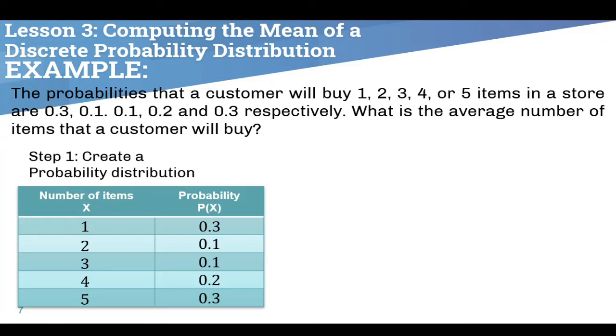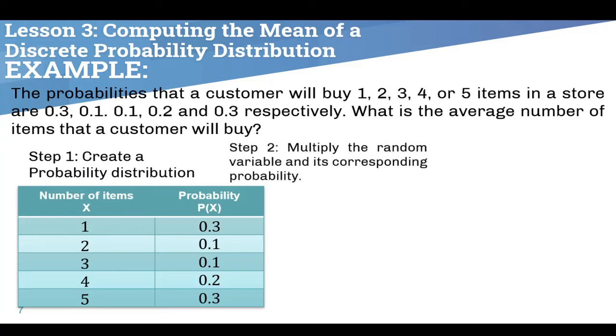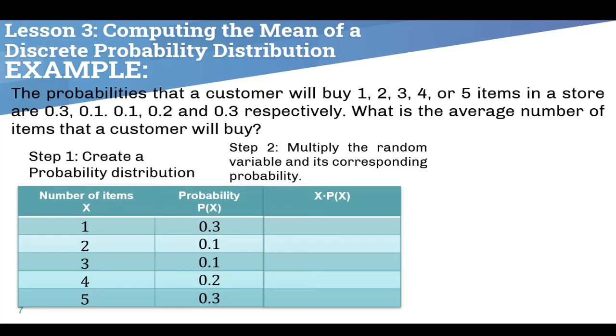Next step, ngayon may probability distribution na tayo. Ano susunod na gagawin? Very good. Multiply the random variable and its corresponding probability. So, at this point, gagawa na tayo ng column. Susundan lang natin ang table natin, gagawa tayo ng column sa kanan. Ang label, again, is the number of items times its corresponding probability. I-multiply daw natin yung magkakatabi.